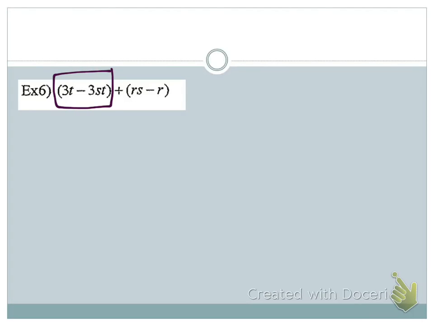Houston, what do you think? What do those 2 terms inside those parentheses have in common? 3t. So just for this set, I'm going to factor out a 3t. Now when I factor out a GCF, it gets written in front of parentheses. What we put inside this first set of parentheses that we made is whatever's left when we factor out that GCF.